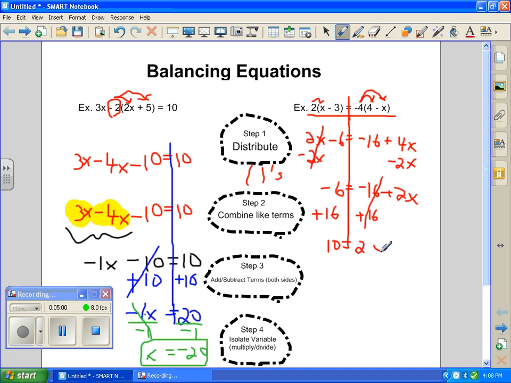Now what operation goes between the 2 and the x? Multiplication. So now we go on to step 4, isolate the variable. So the variable is almost by itself. So to isolate this, we got to get rid of the times 2. So the opposite of times 2 is divide by 2. Do it to both sides, and x equals 5. And again, that is how you do balancing equations. Now, it's your turn.